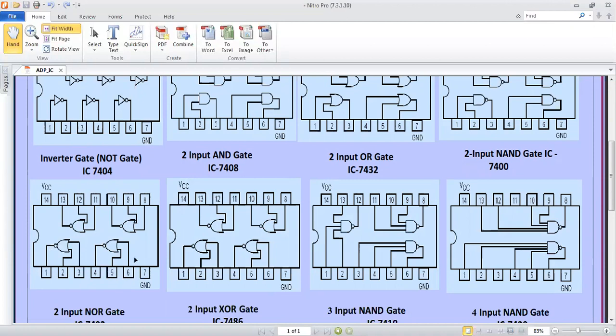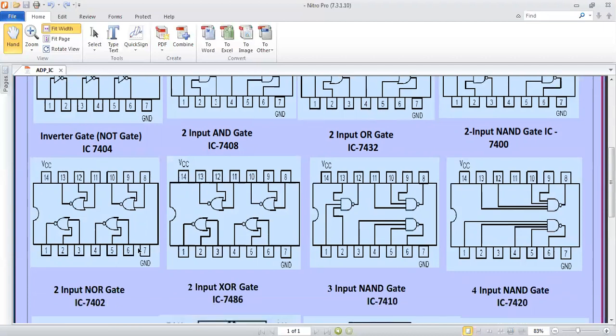Same way, 5 6 are input and 4 is output. Same way, 9 8 are input and 10 is output. 11 12 are input and 13 is output. So the construction of this NOR gate IC is opposite compared to all the above 3 ICs. And the name of this IC is 7402, 2 input NOR gate IC 7402.